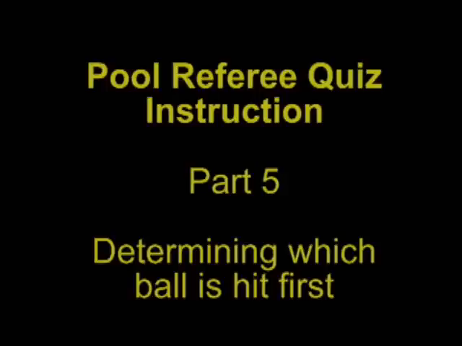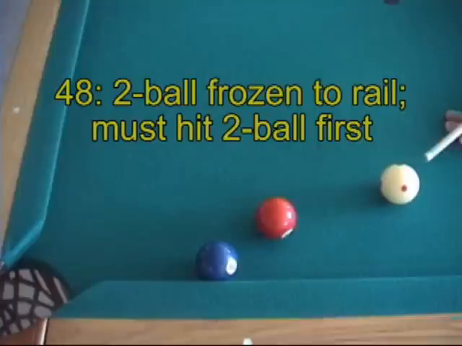Part 5 of the Pool Referee Quiz Instruction Series deals with different situations where you have to determine which ball is hit first. Here's a good example where we have to hit the rail first in order to contact the 2 ball before the 3 ball.